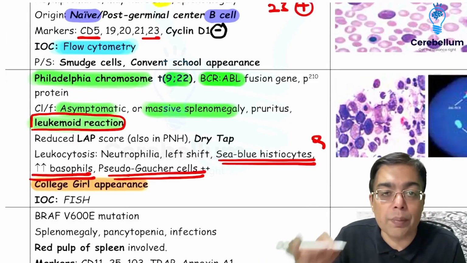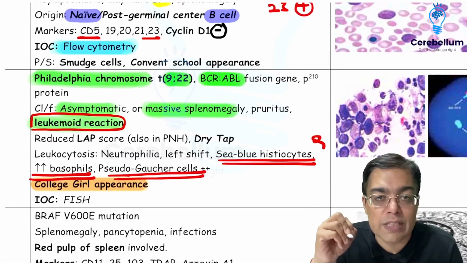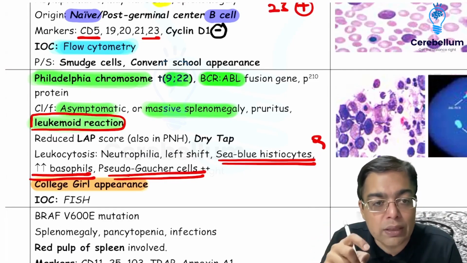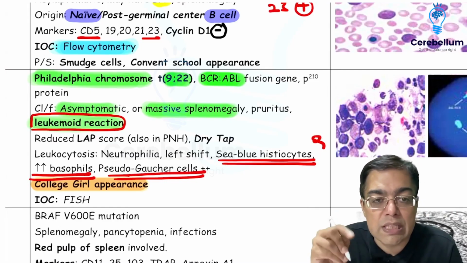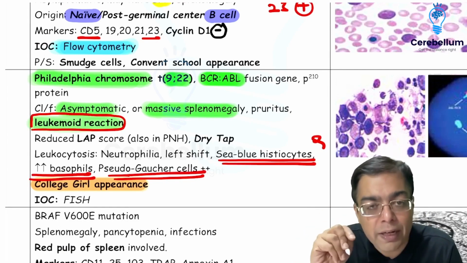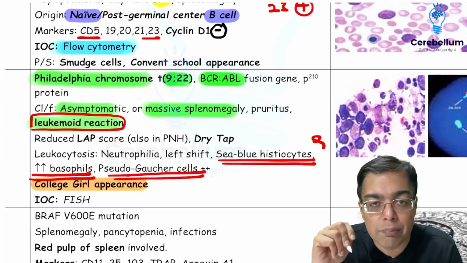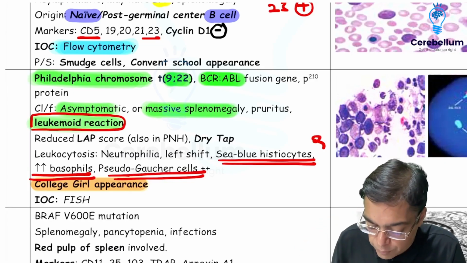So convent girl appearance or school girl appearance was a feature of CLL, and college girl appearance is going to be a feature associated with CML. Other findings regarding CML are that these patients can be having increased levels of serum vitamin B12, and they can also be having another important finding, which is going to be a reduction in their LAP score.